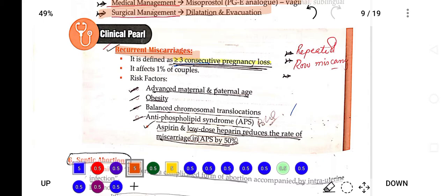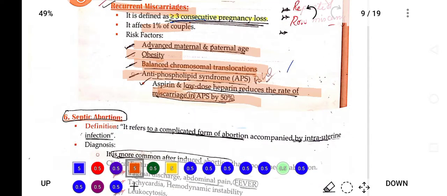Now, recurrent miscarriage means three or more consecutive pregnancy losses. It affects 1% of couples, and is associated with advanced maternal age, and obesity. Obese women having BMI more than 30 are prone to develop recurrent miscarriage. Balanced chromosomal translocation can be there. Antiphospholipid antibodies, and aspirin and low dose heparin can also be associated with miscarriage.